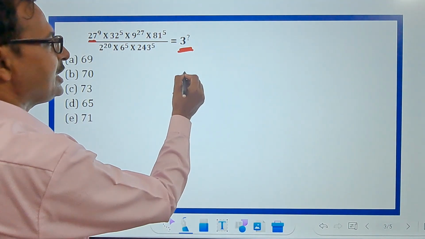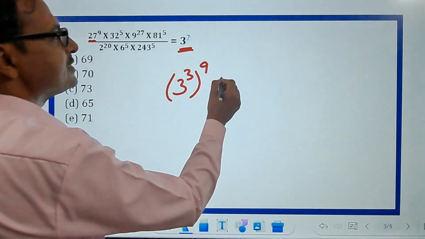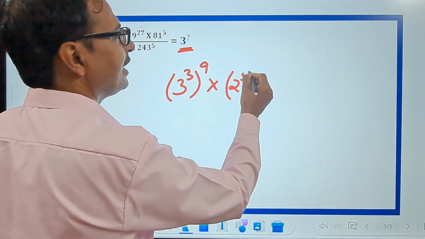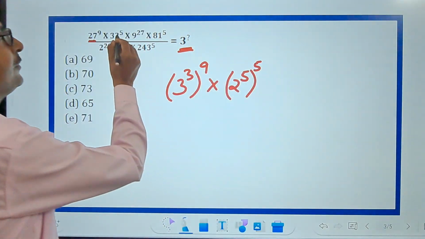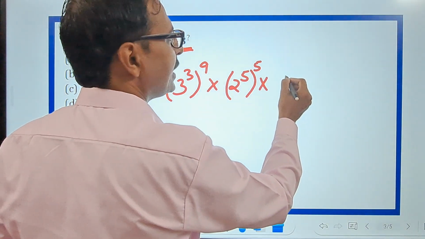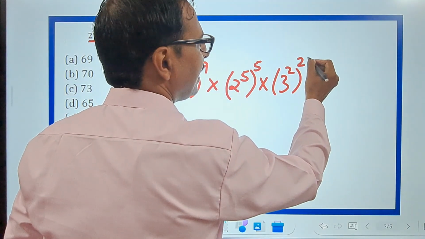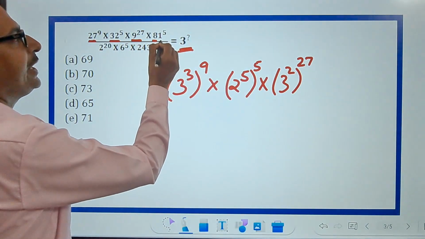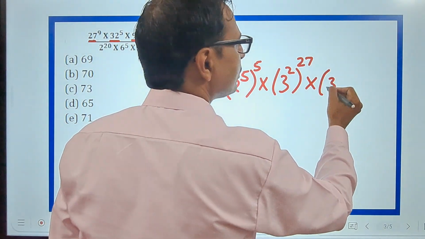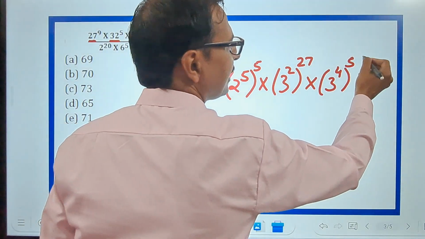27 is 3 cube, right? And we have a power 9 here. Times 32 is 2 raised to power 5. And we have a power 5 also here. So this is done. 9 is 3 square. What is the power? 27. So we have resolved this also. Now 81. 81 if you know is 9 square or 3 raised to power 4. And then we have a power 5 here. So I'll write the power 5 also.